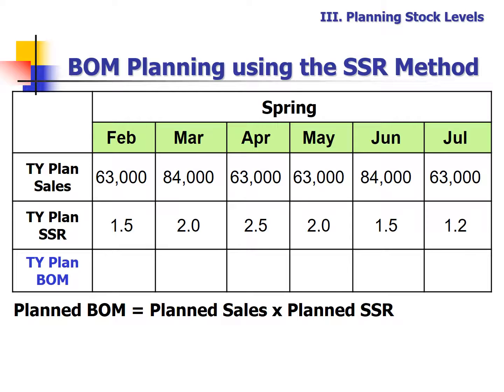Okay. Then, given this SSR, the numbers that are planned for each month, you're now going to have to plan your BOM, the beginning of month stock level, by multiplying your planned sales by planned SSR, right? SSR basically means stock sales ratio. So the SSR of 1.5 in February means 1.5 times your planned sales will have to be stocked at the beginning of the month in the store for you to be able to support that $63,000 sales.